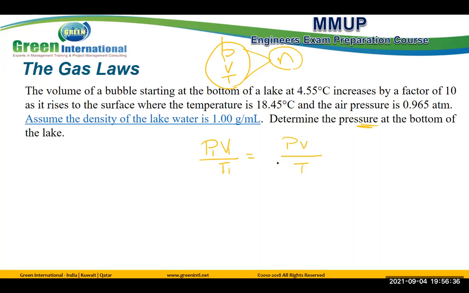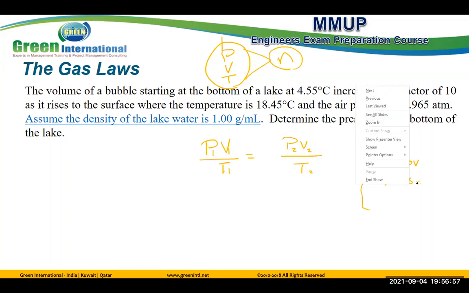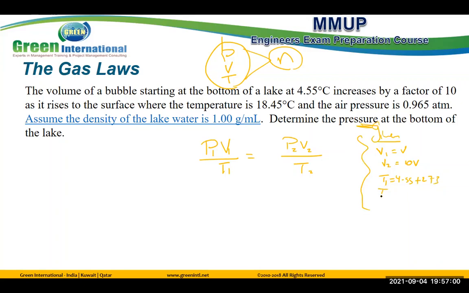And in this case, we consider the number of moles as the only constant. For this case, we can write PV over T equals PV over T, case 1 with subscripts 1, case 2 with subscripts 2. So what is given here? According to the given, we can get the answer directly. V1 is V, V2 is 10V, T1 is 4.55 plus 273, T2 is 18.45 plus 273, and P2 is 0.965. No, this is P2. P1 is the required.